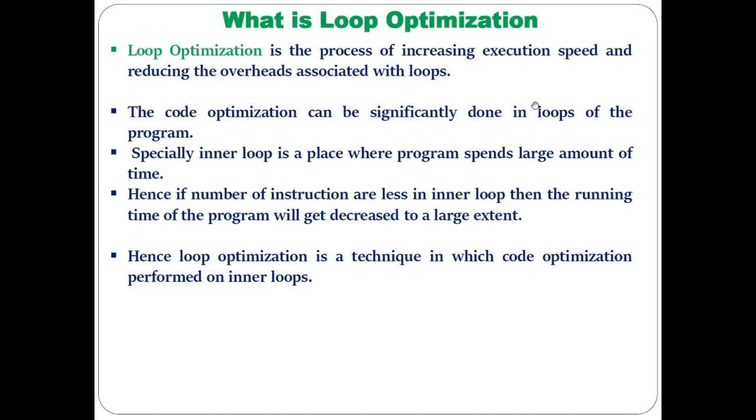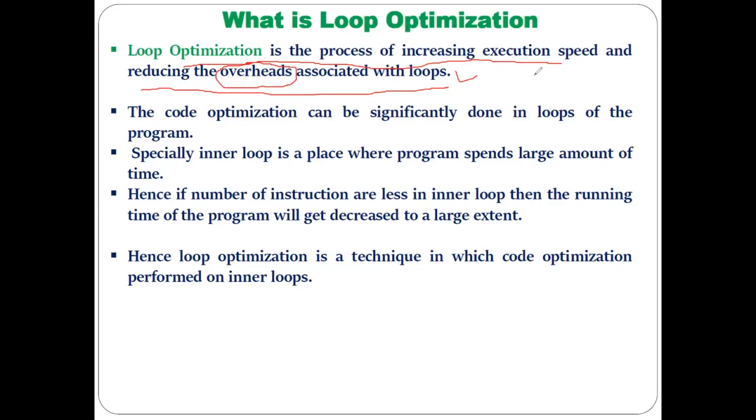Okay, so same thing I have mentioned here. Loop optimization is a process of increasing the execution speed and reducing the overhead associated with the loops. Now, what do you mean by the overhead associated with the loops? What is the meaning of the overhead in case of the loop?